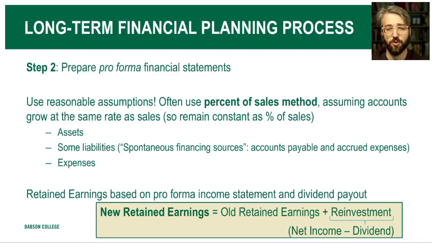So if we use the percent of sales method, we're going to assume that many or perhaps even all asset accounts grow at the same rate as sales and therefore remain constant as a percent of sales, that some liabilities, in particular, liabilities that we would expect to grow spontaneously through the firm's operations as sales grow, in particular AP and AE, are also going to grow at the same rate as revenues. And then as a baseline, we might assume that every operating expense line for the firm is going to remain constant as a percent of sales.